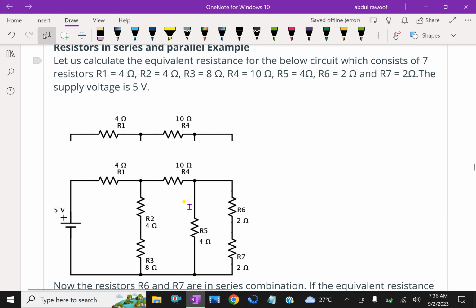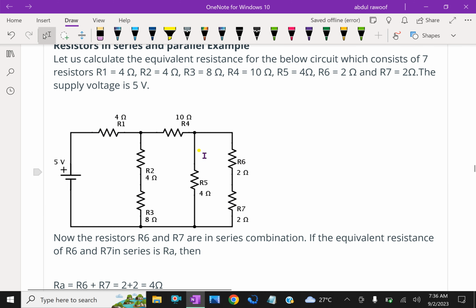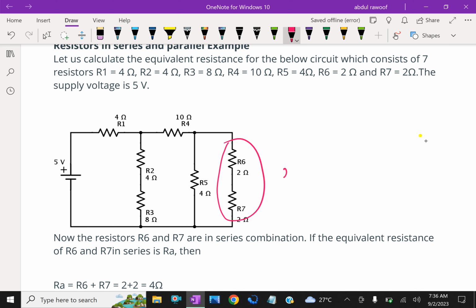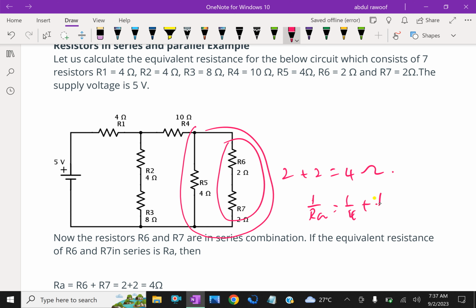Now, one more example. Look at here. Here, this is series, so together it is 2 plus 2 equal to 4 ohm. That 4 ohm is parallel to this 4 ohm. So together, 1 by RA equal 1 by 4 plus 1 by 4 equal 2 by 4, that is RA, 4 by 2 is 2 ohms.